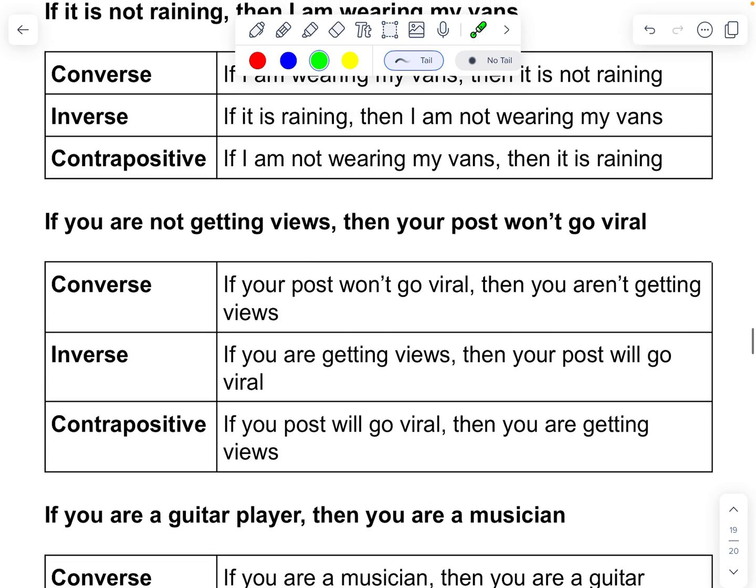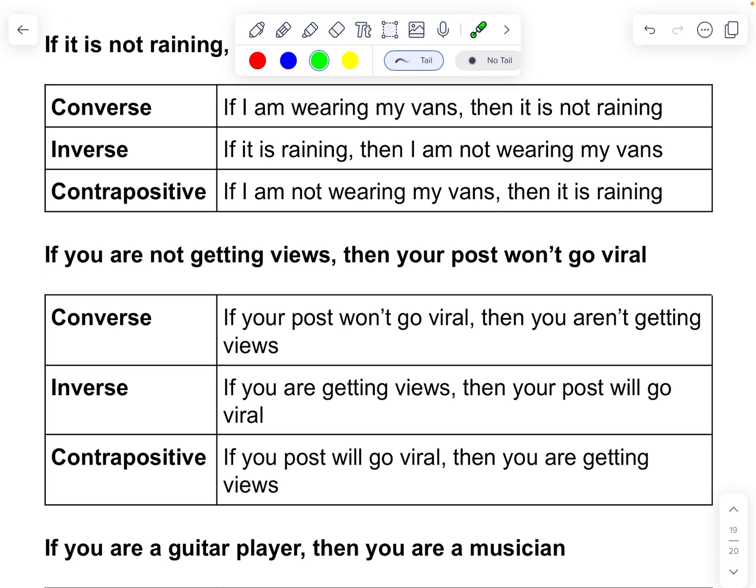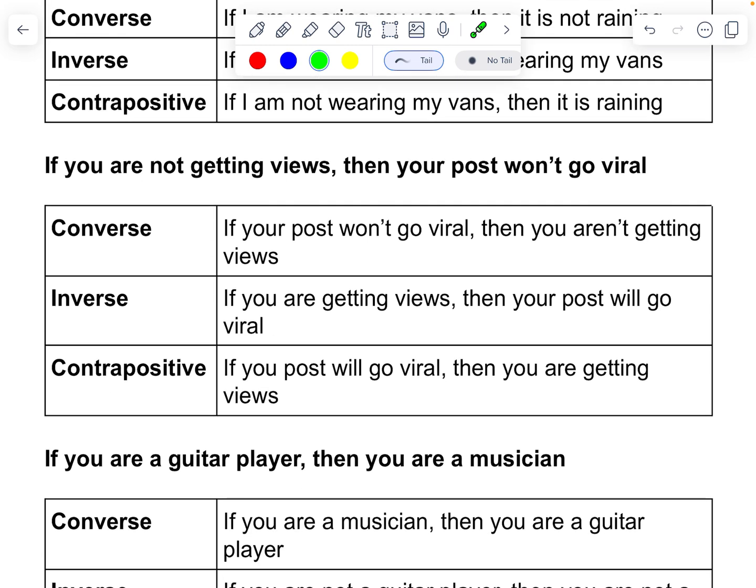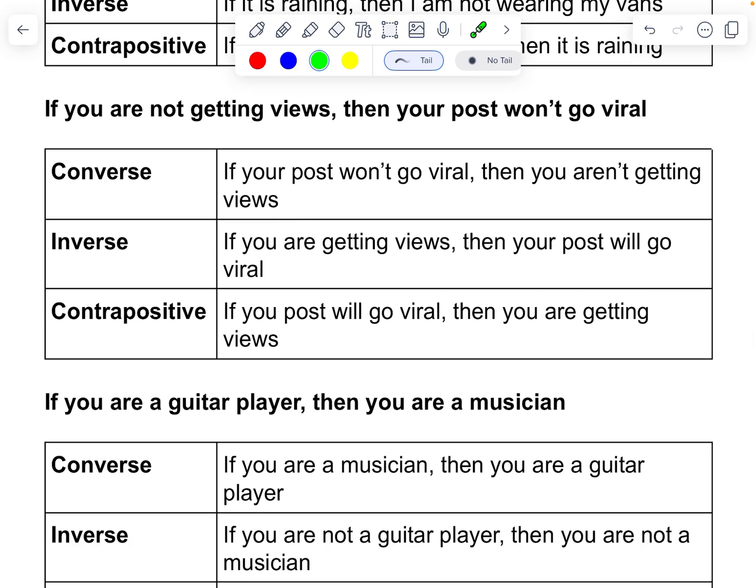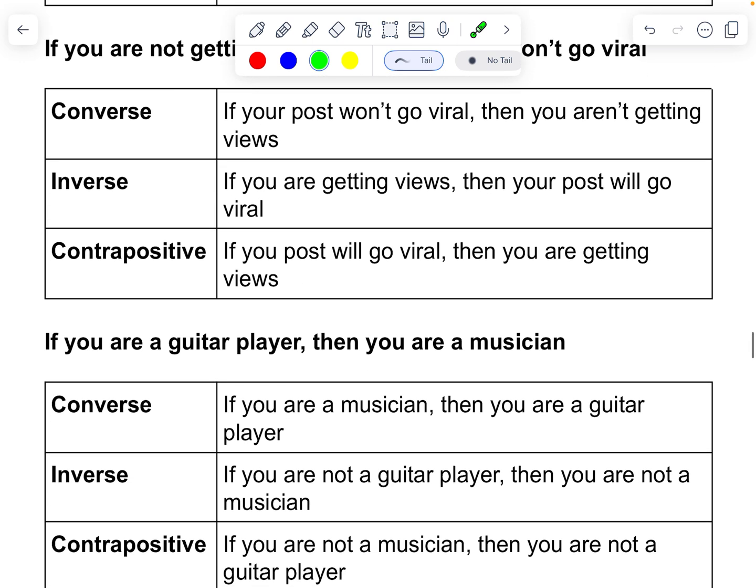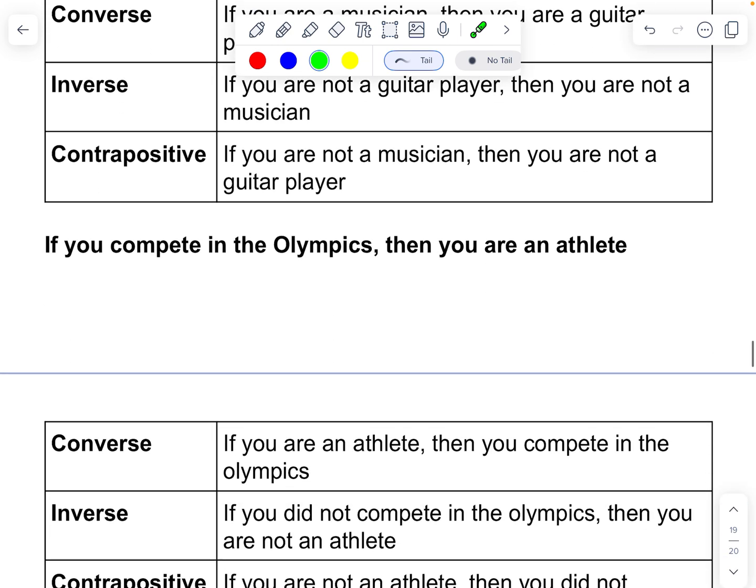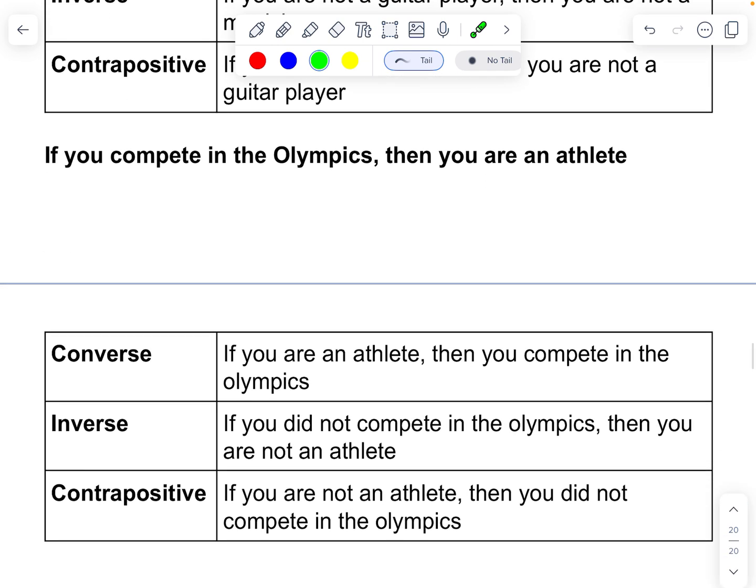I think this is my last practice one. If you're a guitar player, then you are a musician. Converse, flip them. If you're a musician, then you are a guitar player. Inverse, not them. If you are not a guitar player, then you are not a musician. Contrapositive, flip it and reverse it. If you are not a musician, then you are not a guitar player. I hope that helps. Oh, I had one more. If you compete in the Olympics, then you are an athlete. Converse, switch. Inverse, not. Contrapositive, not and switch.